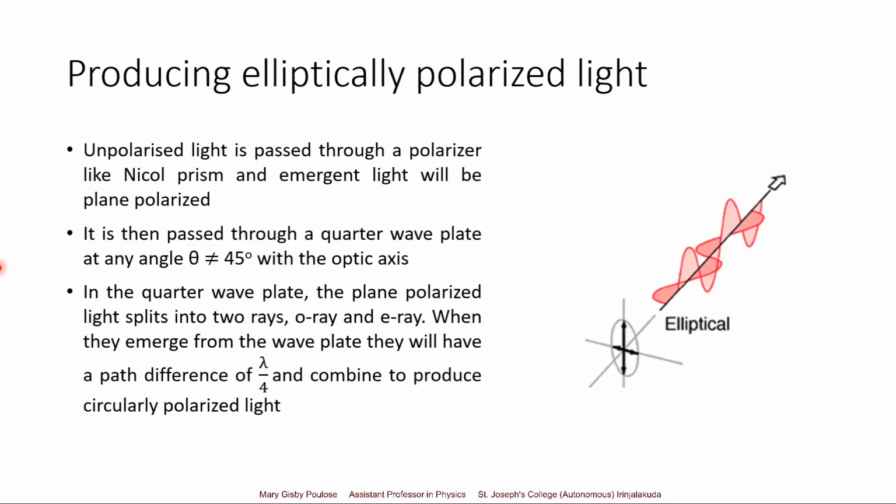Now to produce elliptically polarized light, again taking unpolarized light, we first polarize it by passing it through a Nicol prism. Then it is passed through a quarter wave plate at any angle other than 45 degrees with respect to the optic axis. In the quarter wave plate, the light splits into two and emerges from the quarter wave plate as elliptically polarized light.